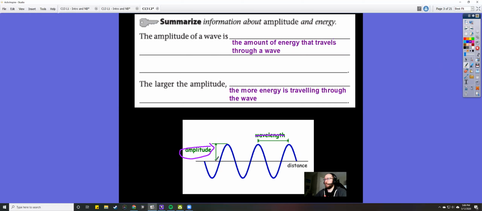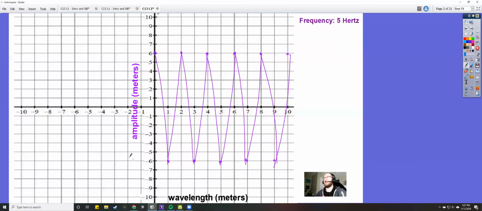It's measured from the resting point to the crest of a wave. Conversely, you can also measure it from the resting point to the trough as well. So either one, but don't go all the way through. You don't want to go from trough all the way down or from crest all the way down to trough. That's not right. So it's resting point to crest or resting point to trough. And it's just a simple measurement in meters. It's a distance.